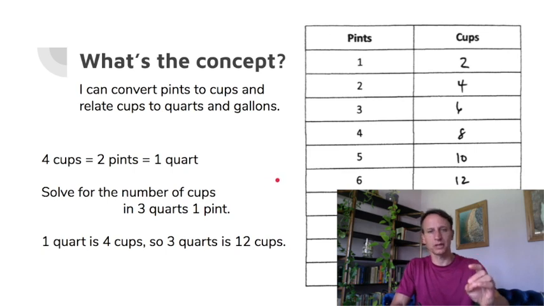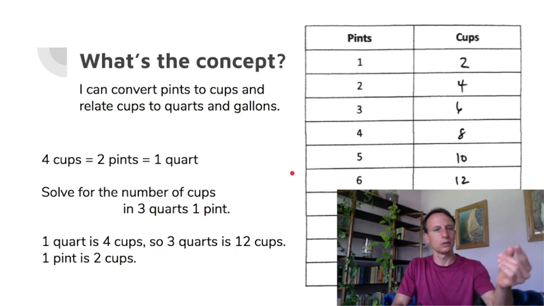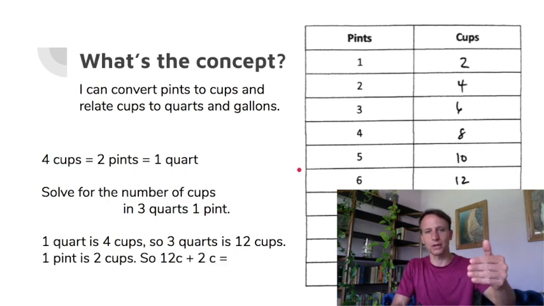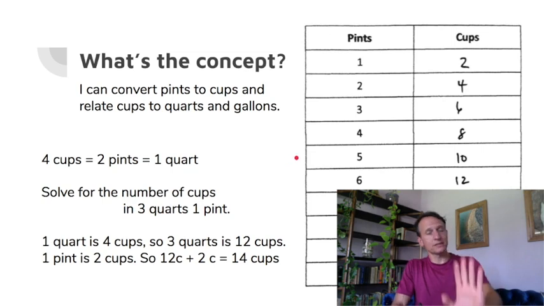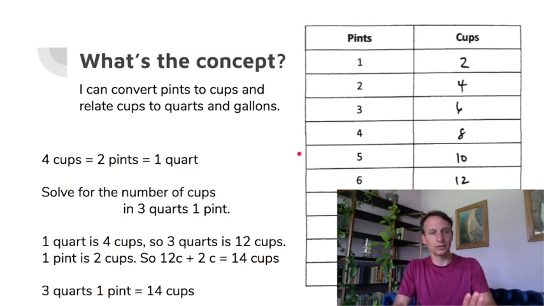1 quart is 4 cups, so 3 quarts is 12 cups. 3 times 4 is 12. 1 pint is 2 cups. 12 cups and 2 cups, total of 14 cups. And do notice the abbreviation for cup is that little c. Okay, see, so that's how that works. So grand total, 3 quarts, 1 pint equals 14 cups.